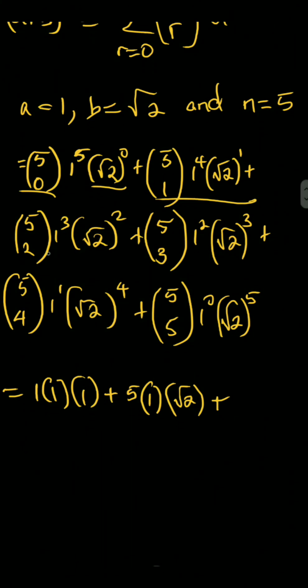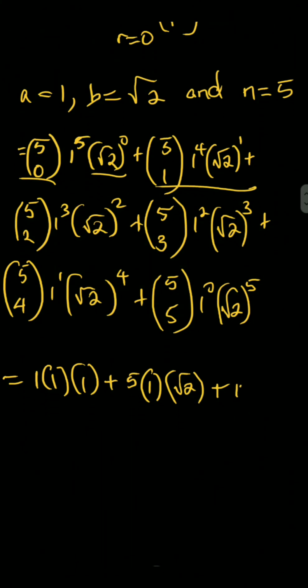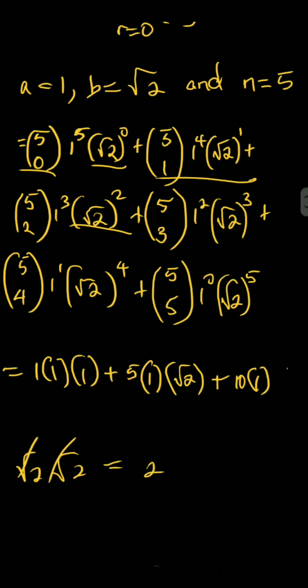Then you have plus. The other one is 5 choose 2, which is 10. So 5 choose 2 gives us 10. Then times 1. Now here this is root 2 squared. So we multiply root 2 twice. Then what happens? The roots will cancel. You're just going to get a 2 as your answer.